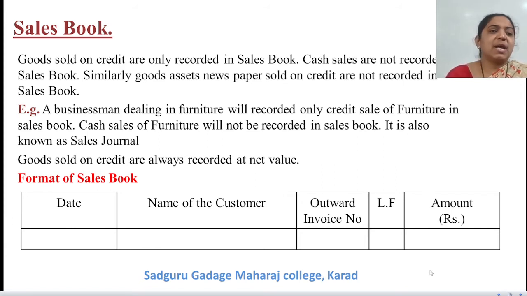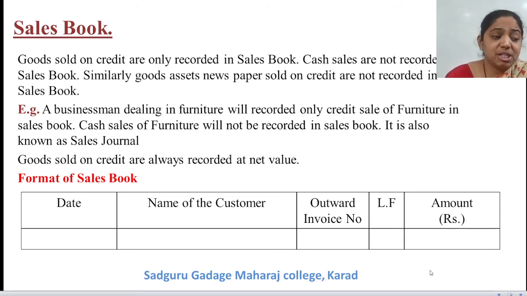It is also known as sales journal. Goods sold on credit are always recorded at net value. At which value? Net value. Remember, it has to be recorded at the net value. Then you can see the format of a sales book. What is that format? First is date, name of the customer, outward invoice number, LF, amount in rupees.